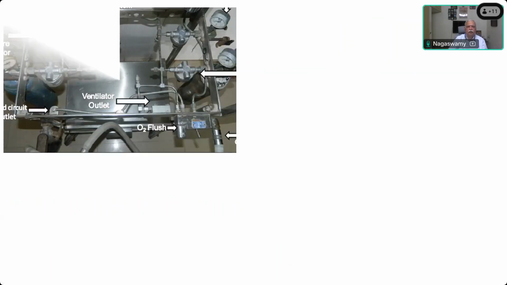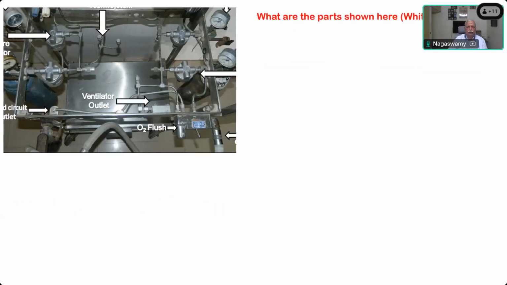What are the parts shown here? The dark white arrows. Identify all the white arrows. Oxygen connections. Sensor and pressure regulating. I will show each one. What is this pointing at? Pressure regulator. Okay. First pressure regulator. Pressure reducer for nitrous oxide.